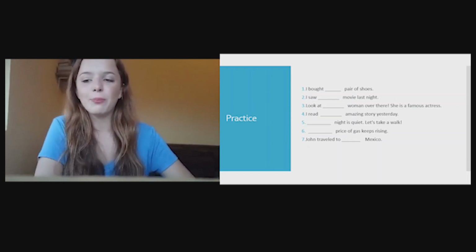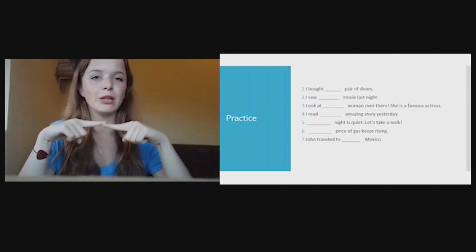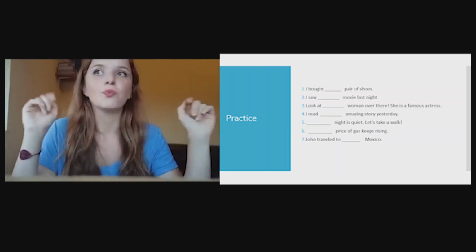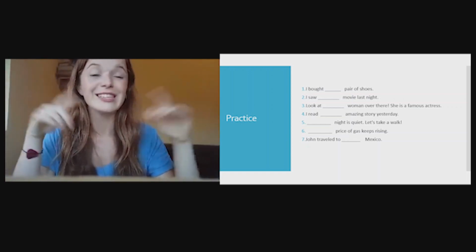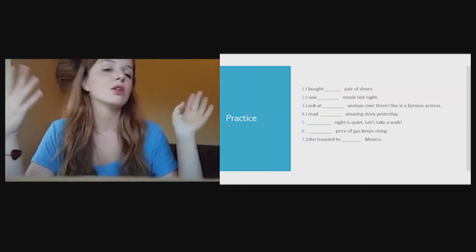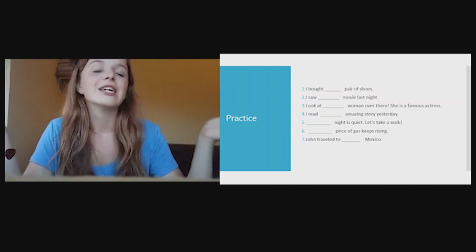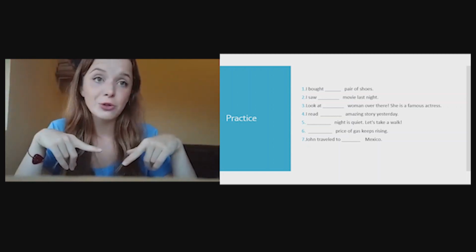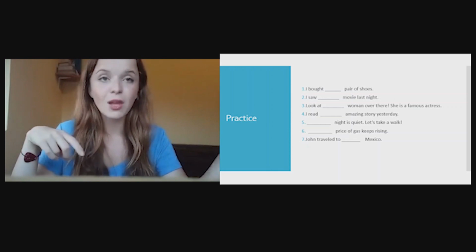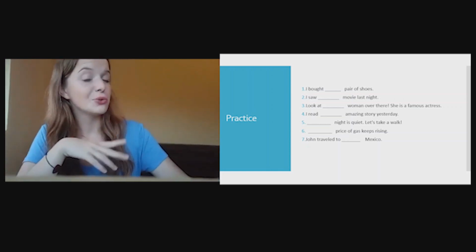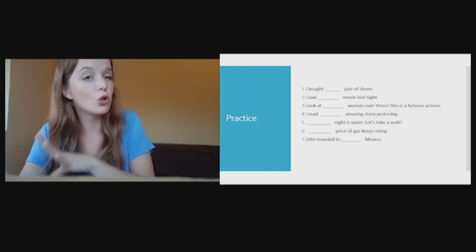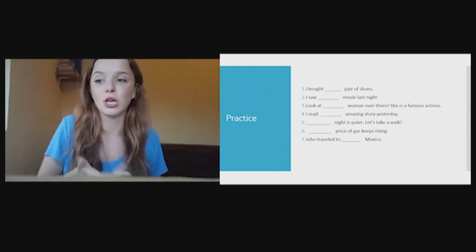So, I bought blank pair of shoes. You have a blank in between. So imagine you're talking to a friend and this is the first sentence you're saying. You're not wearing your new shoes and you're just saying this statement. Since this is the first time you're bringing it up, you would say I bought a pair of shoes. But if you want to continue, you say the pair of shoes I bought was very cheap. Since you have already mentioned it, the person knows what you're talking about.